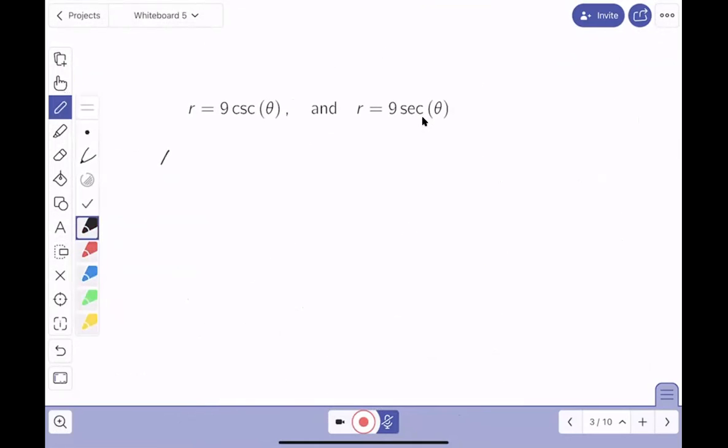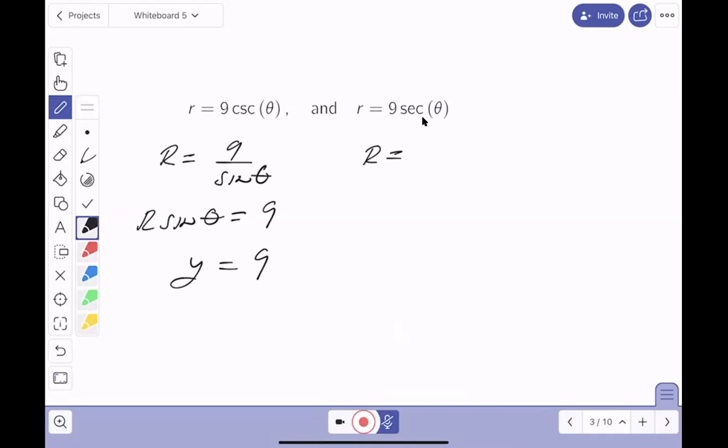R equals 9 over sine theta. And then I would have r sine theta is equal to 9. And you should recognize that as an equation y equals 9. What is that? It's basically a line. It's a horizontal line. So let's do this one over here.